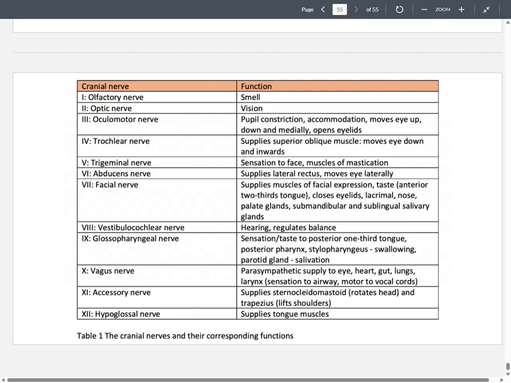Cranial nerve 3 is actually referred to as the oculomotor nerve, and it will have additional functions. Its additional functions are going to be the ability to open your eyelids and to constrict your pupils. Why is pupil constriction important?